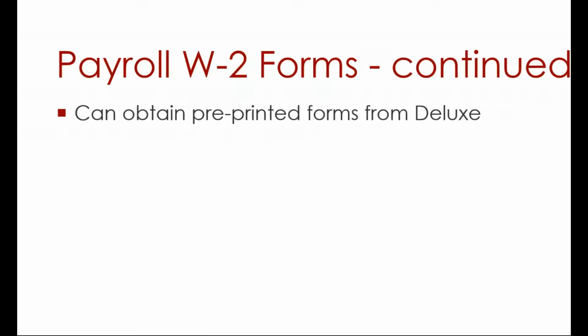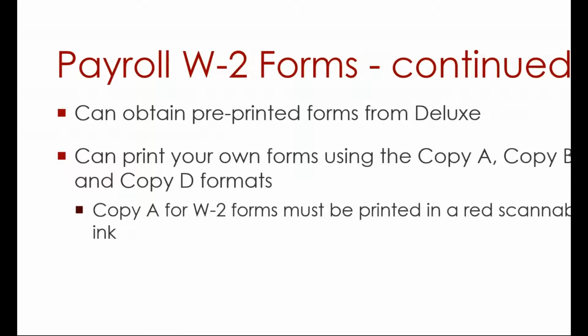You can obtain pre-printed forms from a company called Deluxe. They've been providing these forms for years. They line up quite nicely with the SL W-2 forms. You can also print your own forms using the copy A, B, C, and D formats. These formats are referred to as the plain paper copies, and these will print with the boxes as well as the numbers for you. Copy A is the federal copy, and this one must be in the scannable red ink. Copies B, C, and D are not required to be in that red ink. It's just the copy A.